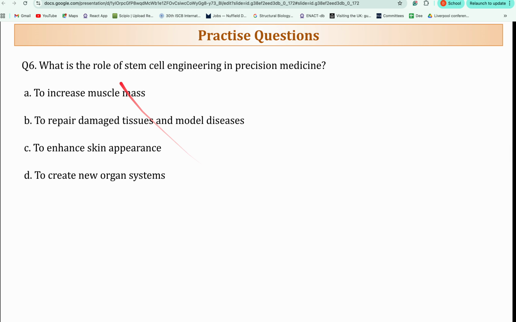Okay, so next question is, what is the role of stem cell engineering in precision medicine? Option A, to increase the muscle mass. Option B, to repair the damaged tissues and model diseases. Option C, to enhance the skin appearance. And option D is to create the new organ systems.